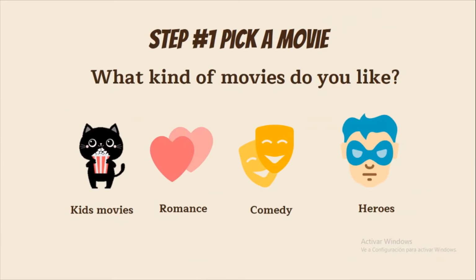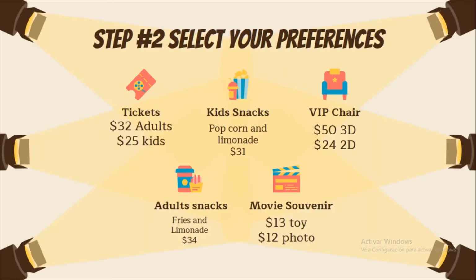Number 1, pick a movie. What kind of movies do you like? Do you like the kids movies, maybe some romance, the comedy ones, the heroes, sci-fi? What do you like? Step number 2, select your preferences.